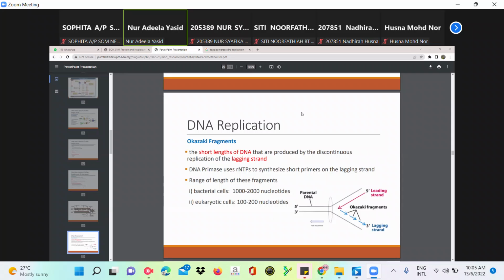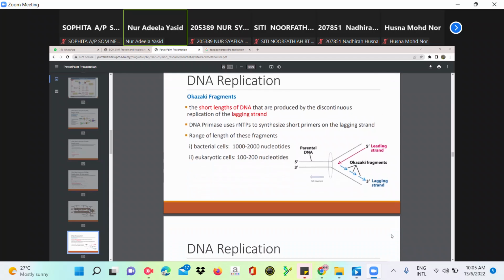Okay, so once these Okazaki fragments are synthesized, the DNA polymerase helps to fill the gap in between the Okazaki fragments, and ligase helps to combine, to weld together all these Okazaki fragments to form this lagging strand.